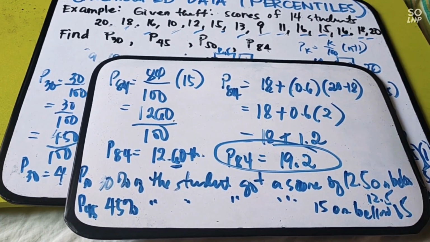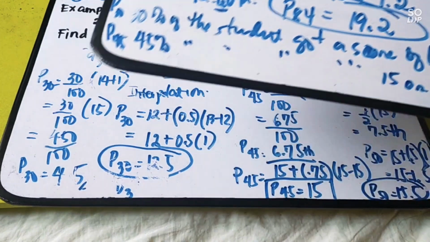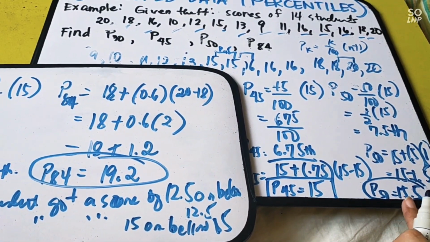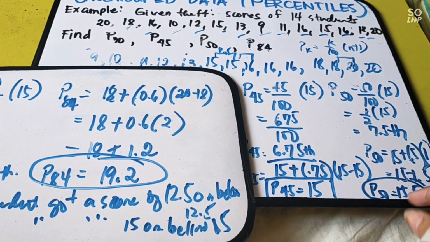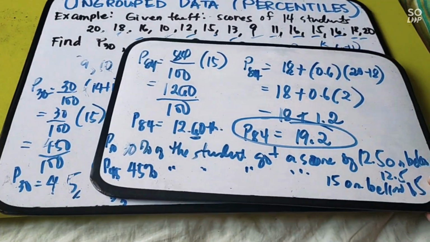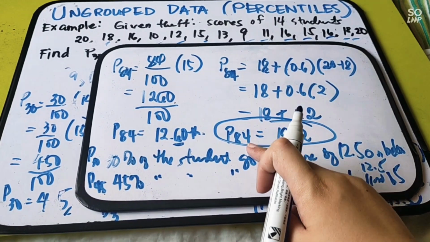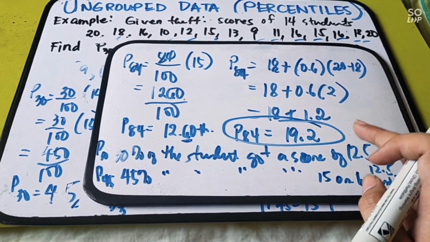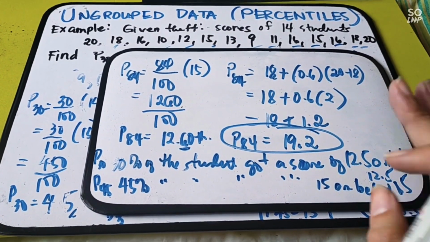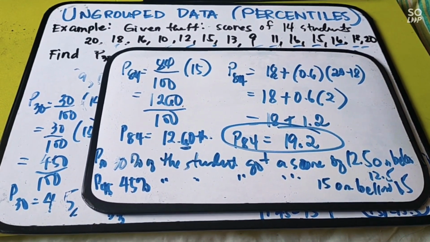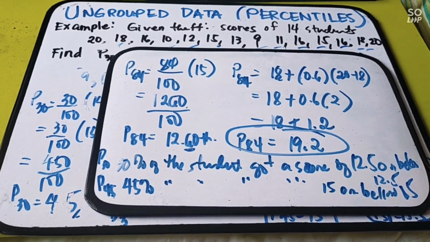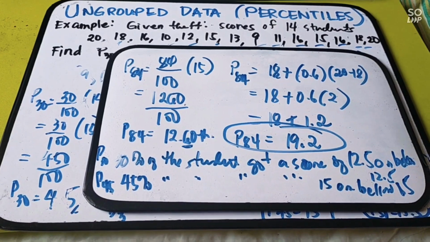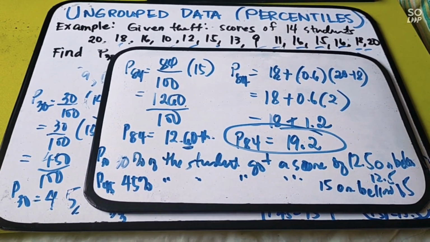Ganun po. Next, P sub 50, meaning 50% of the students got the scores of 15.5 or below. And for the last one, we have 84% of the students got the scores of 19.2 or below. Did you get it? So that is how to find the quartiles, deciles, and percentiles of ungrouped data.